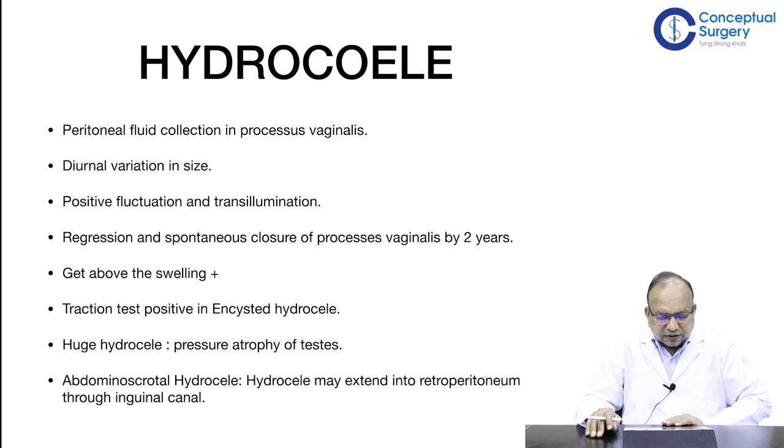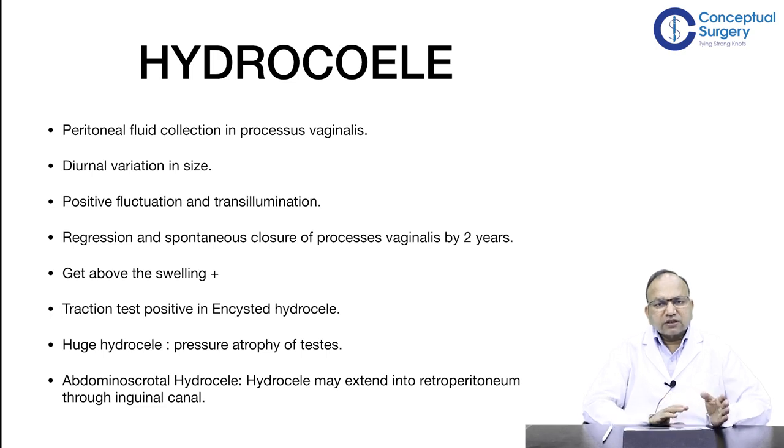There is another variety called encysted hydrocele. Encysted hydrocele is a localized collection of fluid within the processus vaginalis, where the part of the processus vaginalis above the encystment and below the encystment are very narrow and therefore not discernible.